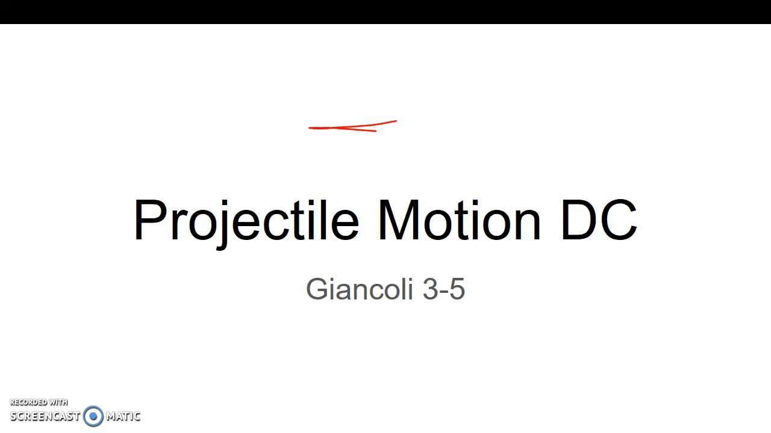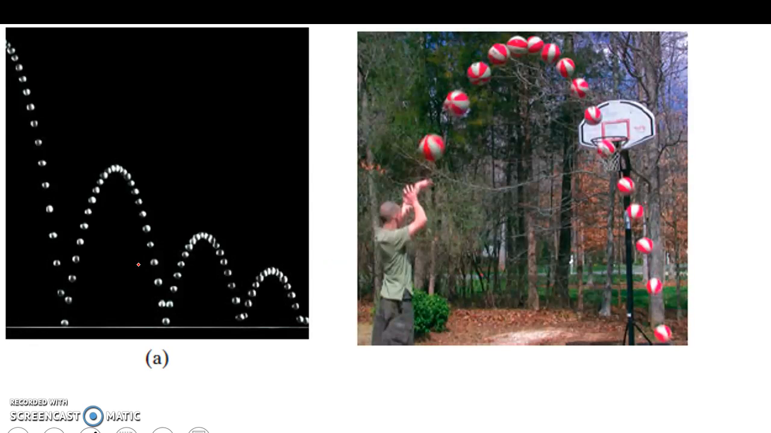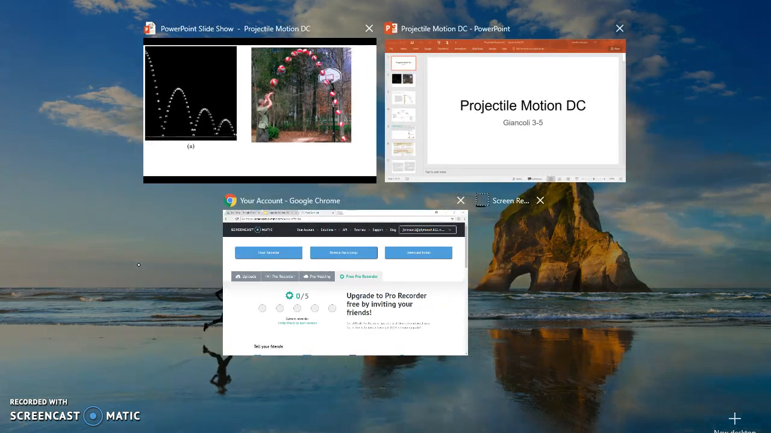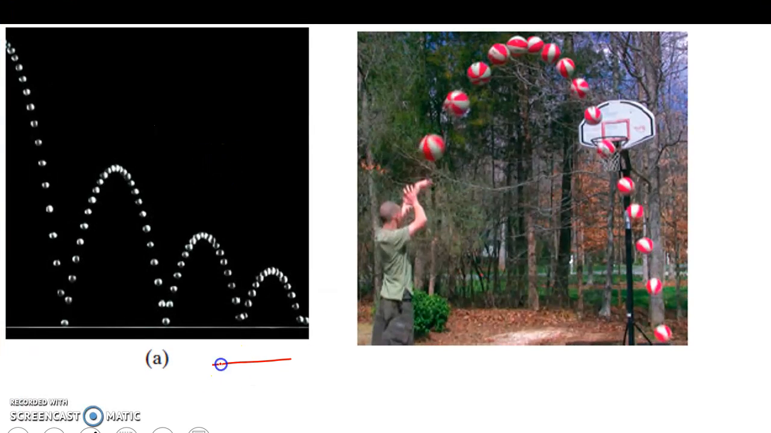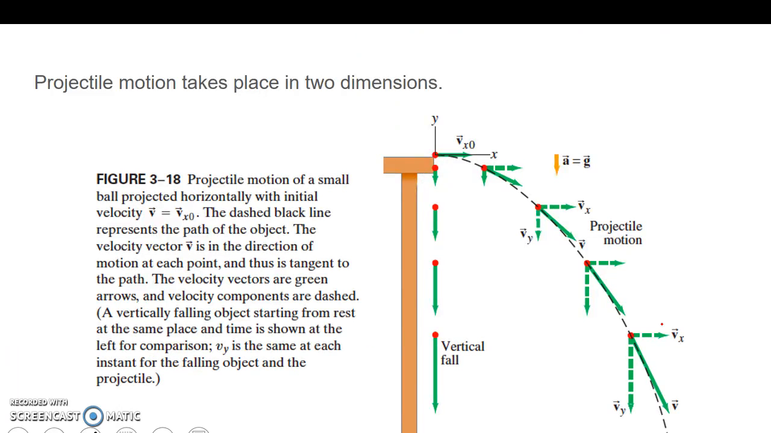Okay, after discussing vectors, now we're going to look at projectile motion. Projectile motion can be something as simple as this ball here bouncing up and down, and the path that the ball takes while it bounces. Or it could be launching a projectile, like shooting a basketball through a hoop. But a projectile takes that parabolic motion.